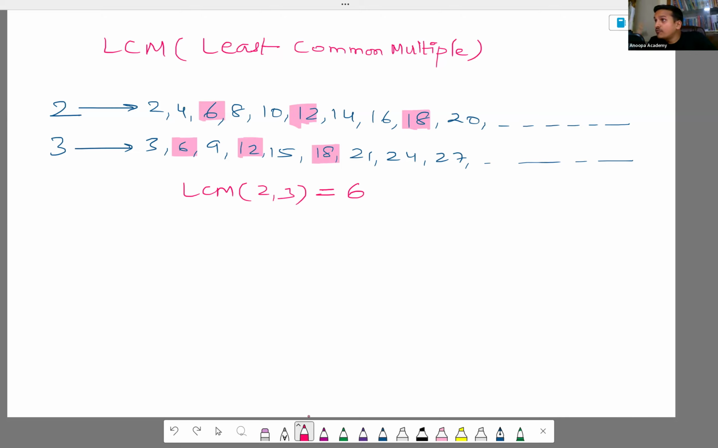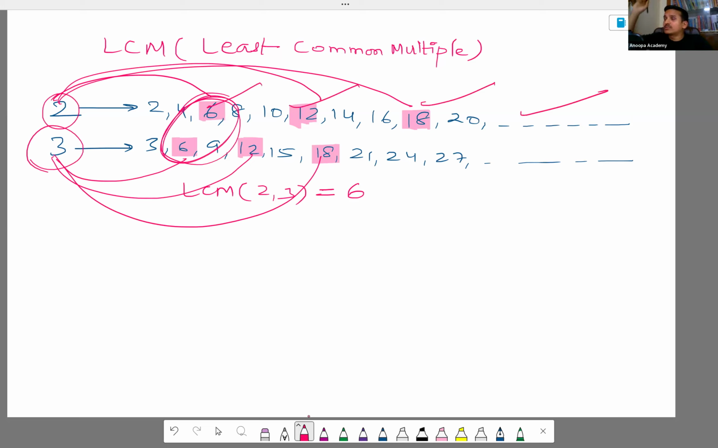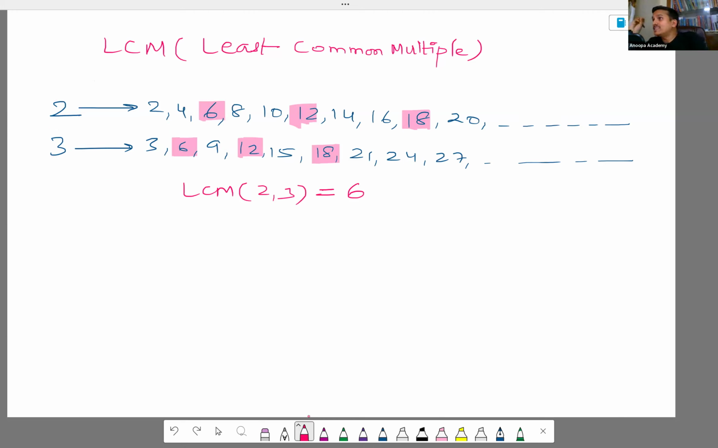If you observe carefully, see, 2 can divide 6. 3 can also divide 6. 2 can divide 12. 3 can also divide 12. 2 can divide 18. 3 can also divide 18. But 6 is the smallest number which is divisible by both. 2 and 3 can divide 6, 12, 18, 24, so many other numbers. But 6 is the smallest number which is divisible by both. So LCM is the smallest number which is divisible by both. Okay, remember that also.